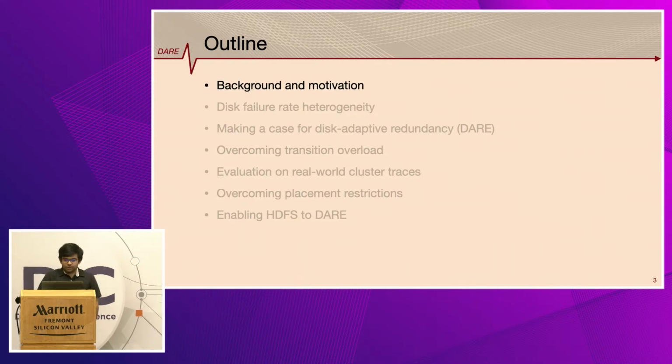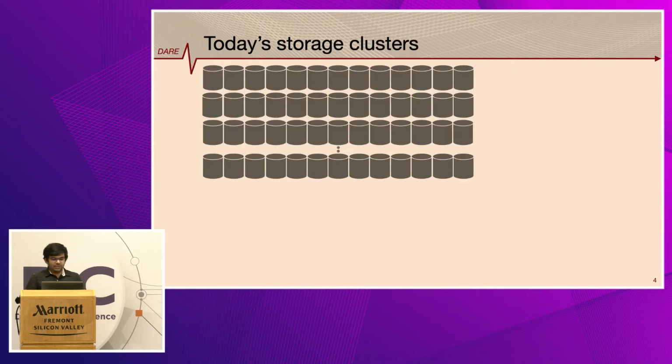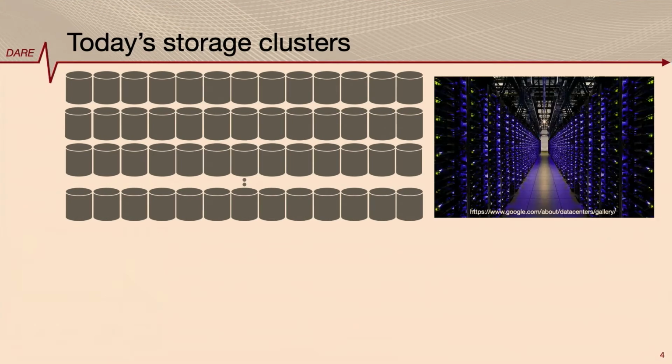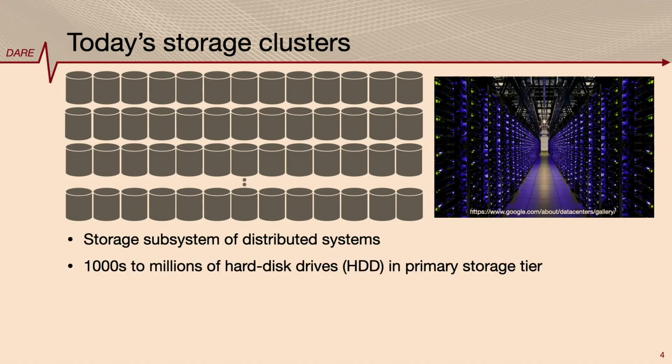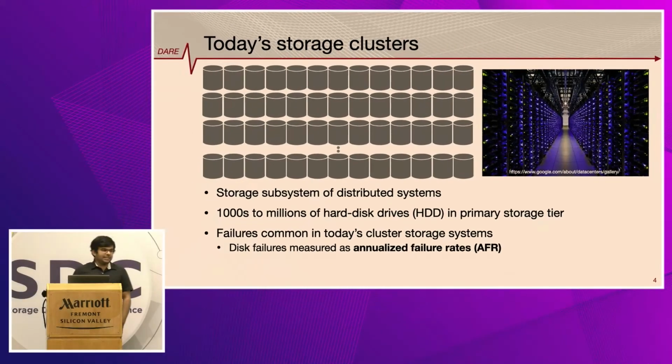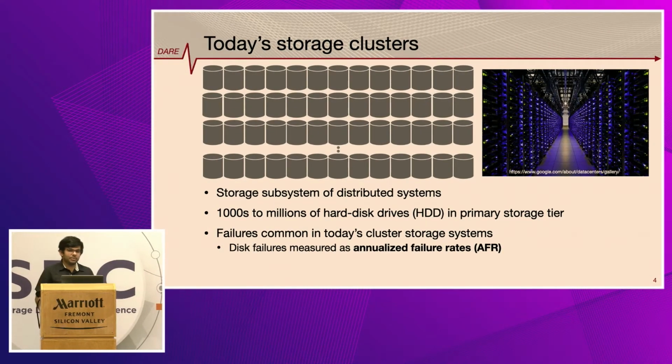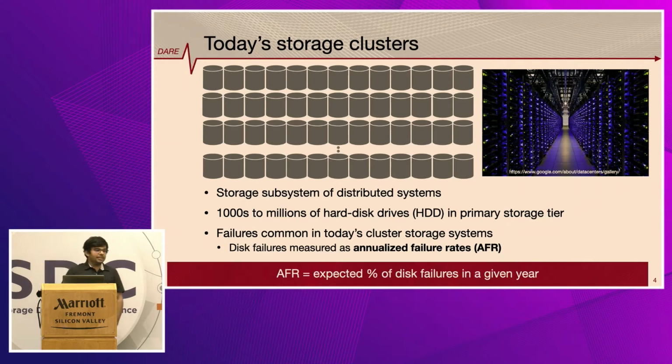Okay. So to start, today's storage clusters look, basically this is the toy diagram, and in reality looks something like this. Cluster storage systems are nothing but the storage subsystems of large distributed systems. They contain thousands to millions of hard disk drives in their primary storage tier. And at such scales, failures are extremely common. And failures typically are measured using a metric called annualized failure rate, or AFR, which is nothing but the expected percentage of disk failures in a given year.